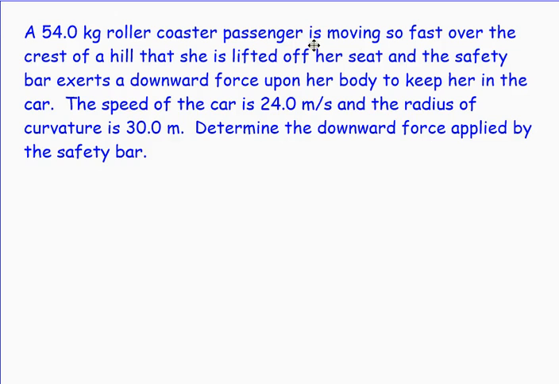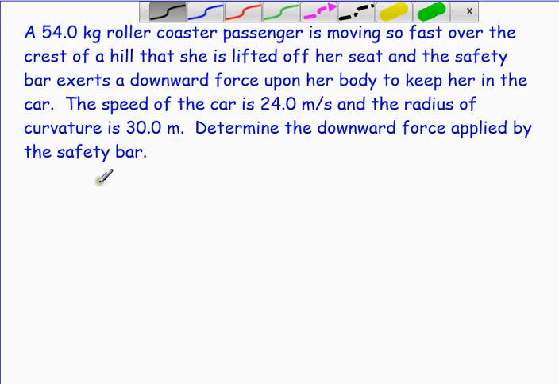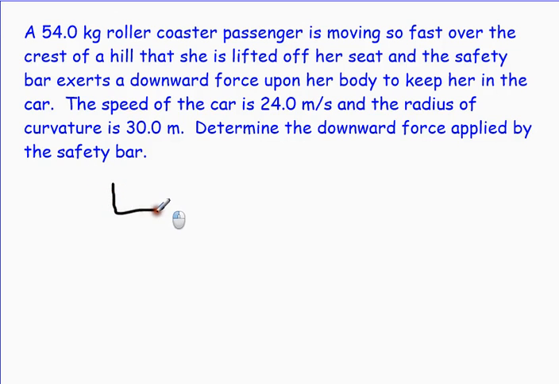So since we're not given a free body diagram, that's the first thing we should do. So we can just draw the passenger as a nice square. And I know that there's gravity acting on her, as well as the force due to the bar, which I'm just going to denote as FB. Now FB is really what I want, but those two forces together are giving me the centripetal acceleration.